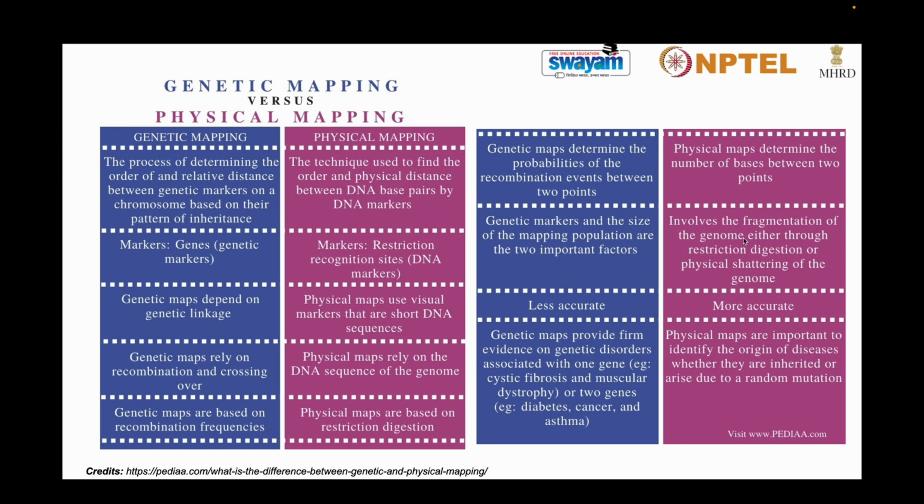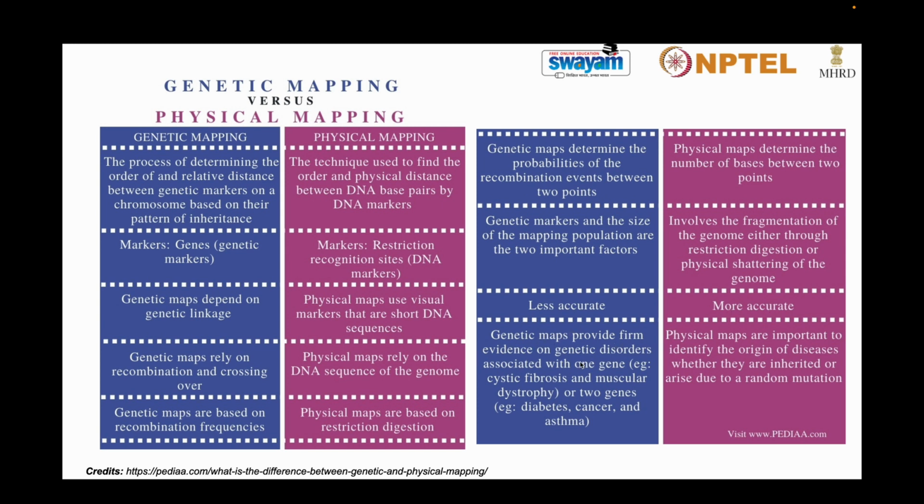It is based on fragmentation by restriction digestion because it is trying to tell you the distance between the two genes at the level of base pairs. That's why it has to be fragmented, and then restriction digestion is performed, as it is based on DNA markers. So genetic mapping is less accurate, whereas physical mapping is more accurate, because genetic mapping gives you a relative distance idea, but physical mapping gives you the exact distance between the two genes.